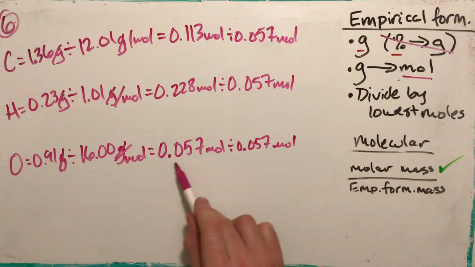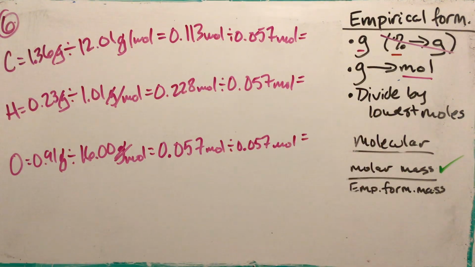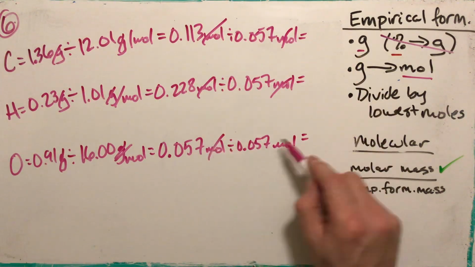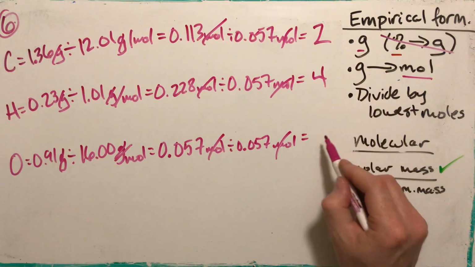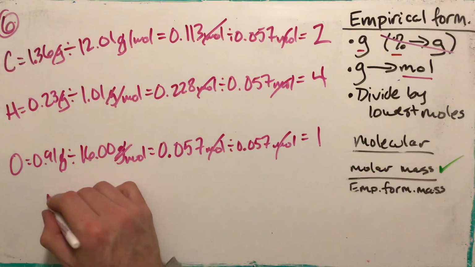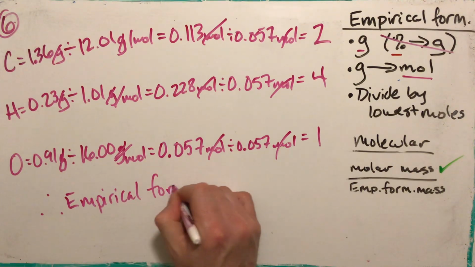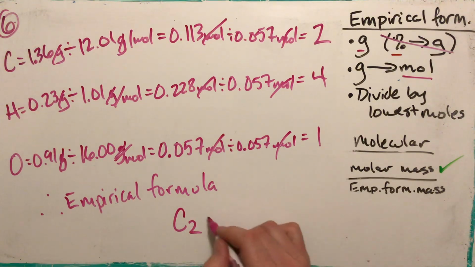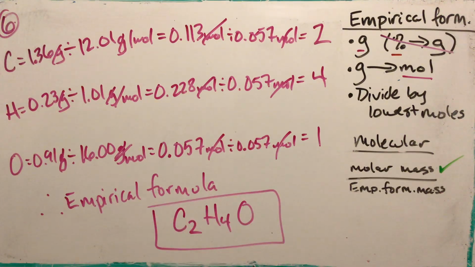So I divide by my lowest mole number, which was this. All 3 of them get divided by that. Moles divided by moles. That all cancels. All my moles are gone now. I'll just end up with 3 numbers. This one is 2. This one is 4. That one is 1. So therefore, my empirical formula is C2H4, I don't show the 1, and there you go, and we're done.